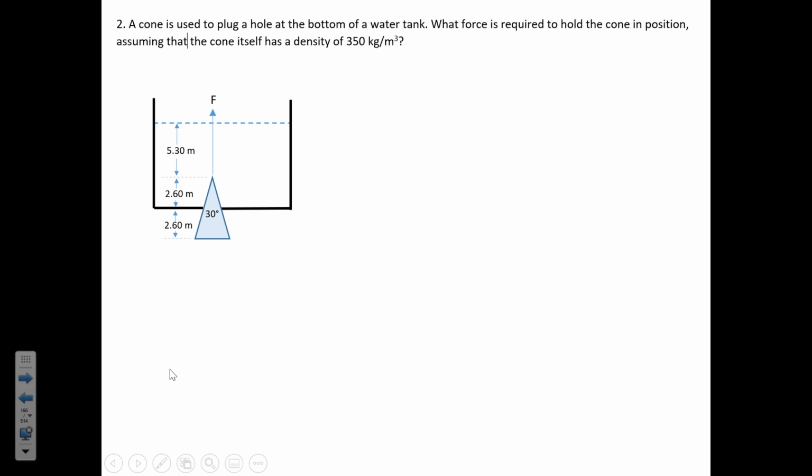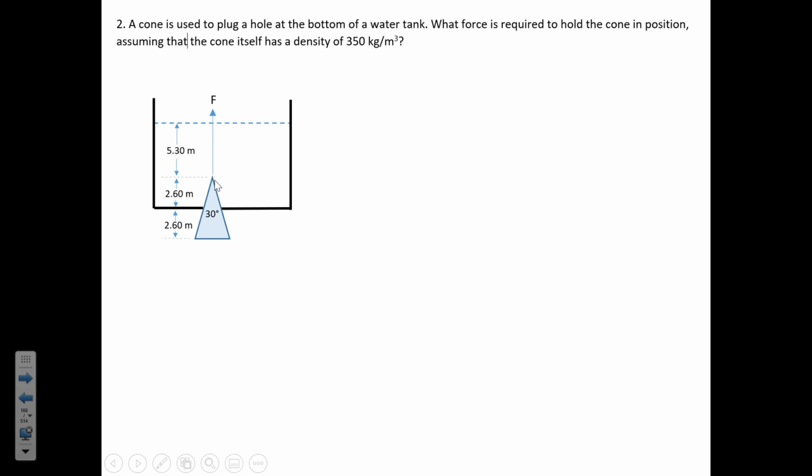The basic idea here is that there's a tank of water, and there's a cone plugging a hole. Just visualize in 3 dimensions what a cone looks like. I could hold up a little piece of paper, and if you fold it just the right way, you can make it cone shape. So here's a cone shape, and it's plugged into a hole.